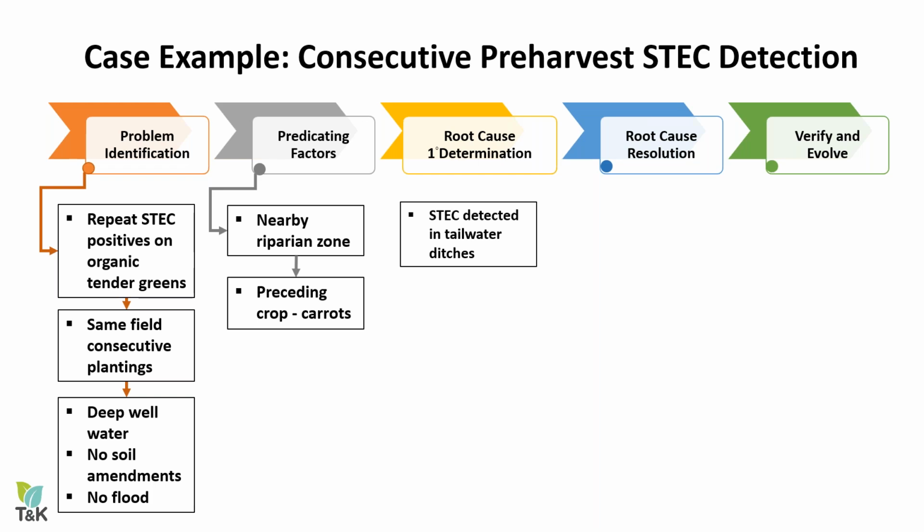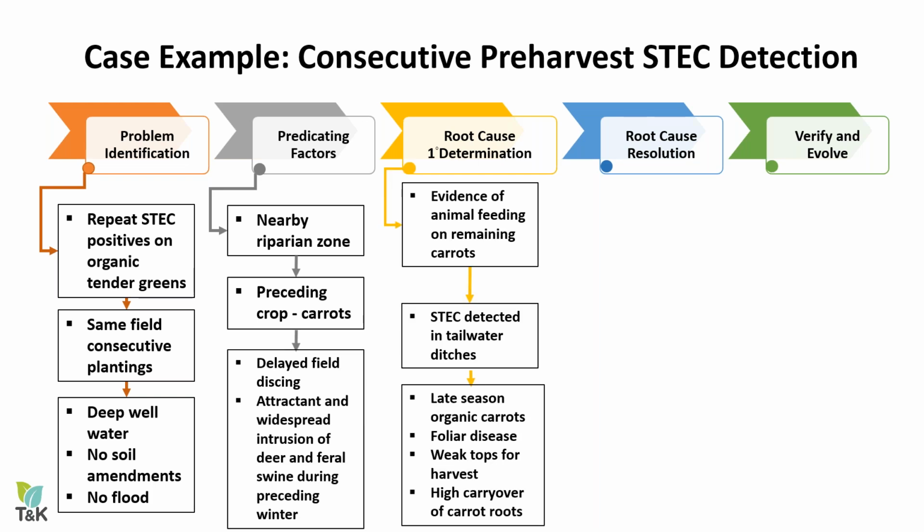So these are just the normal things in terms of hazards that one goes through every time there's something going on with a produce item. So some of the predicating factors, based on location, it was near a riparian zone, and the preceding crop was carrots. Initial assessment of the environment, Shiga toxin producing E. coli were detected in the runoff water or tailwater ditches. So then you go back and look a little bit deeper.